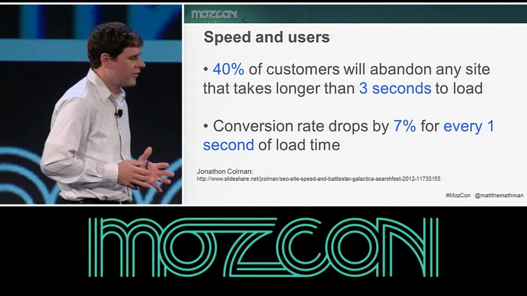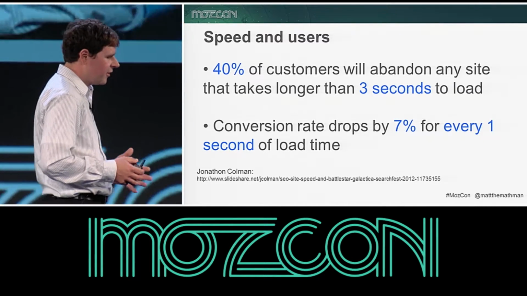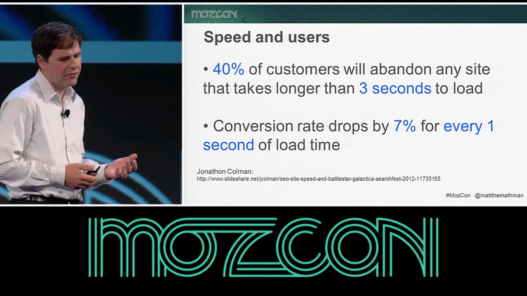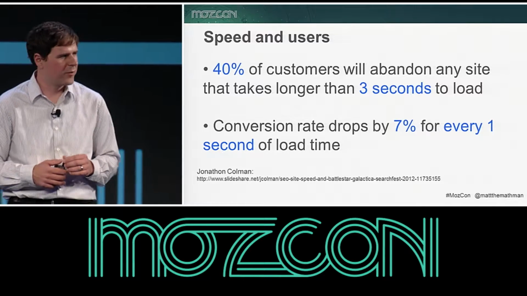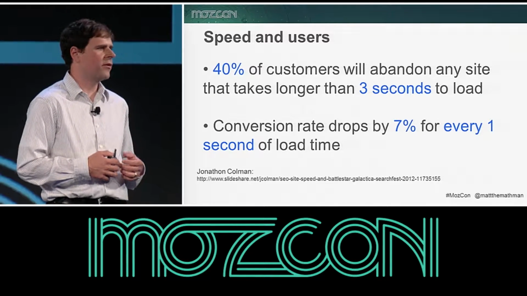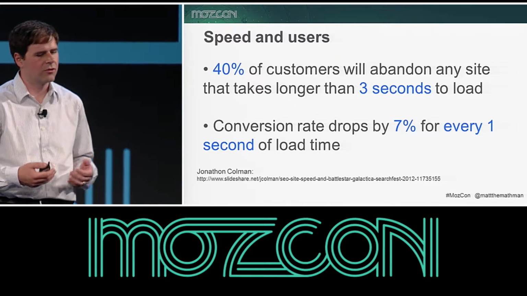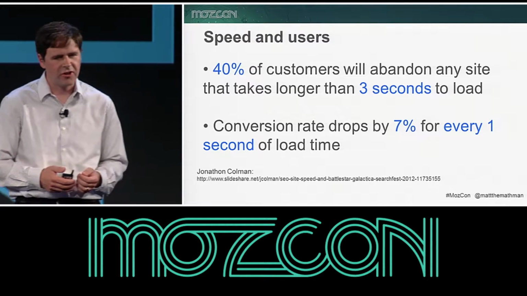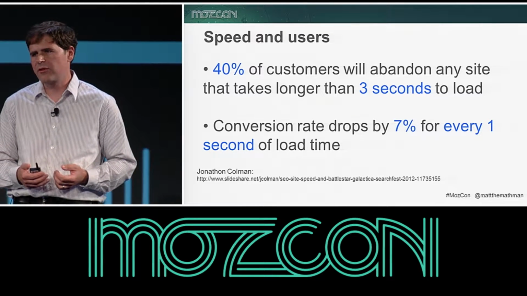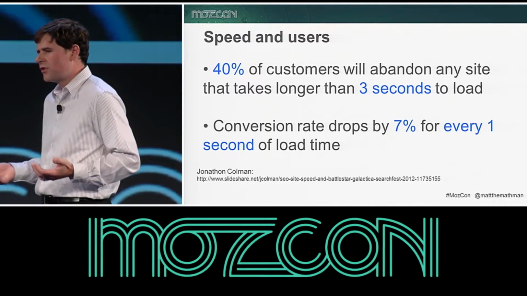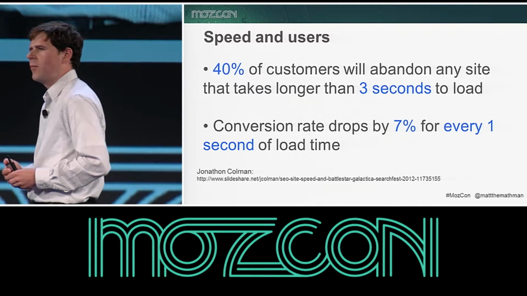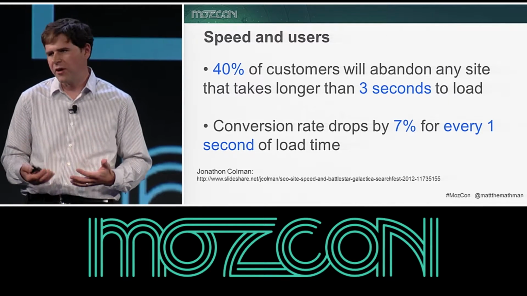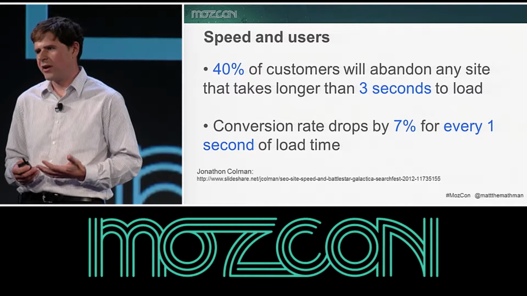Now, just because site speed doesn't have a significant impact on ranking doesn't mean that you can ignore it. Jonathan Coleman has this great slide deck that I recommend you all take a look at, where he talks about the impact of site speed on users. And these are just two choice statistics from his deck. 40% of customers will abandon any site that takes longer than 3 seconds to load. Conversion rate drops by 7% for every 1 second of load time. So it's critically important from a user perspective how fast your page loads, how responsive your site is, even if it doesn't have a direct ranking impact.